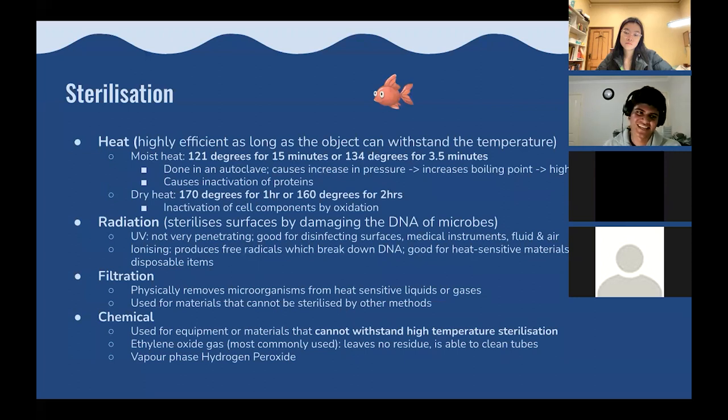Even though you should, the more high yield stuff is definitely the degrees and the time. It's like a quick fact check question that they put in there every year. Okay.